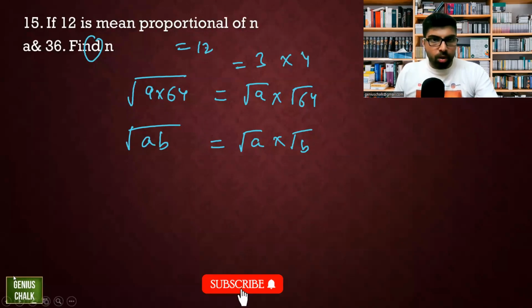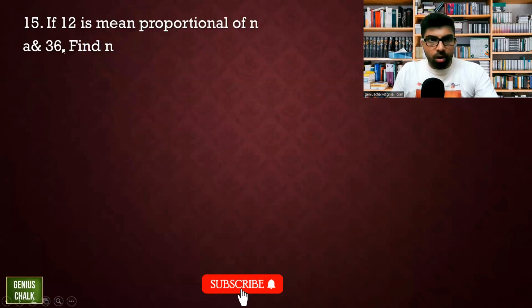Okay, very, very important question. Similarly, if 12 is the mean proportional of n and 36, okay, this is not A, it is n and 36.